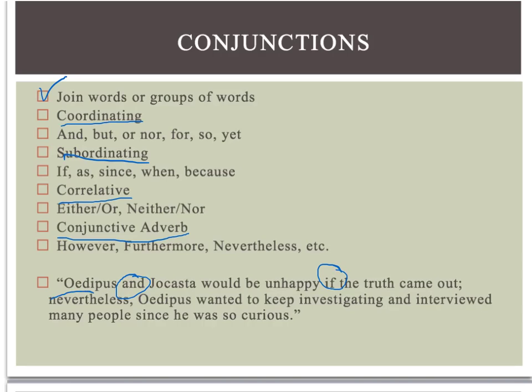Okay, here's a conjunctive adverb. Nevertheless, Oedipus wanted to keep investigating and interviewed many people. Oedipus wanted to do two things, and he wanted to do them equally. He wanted to keep investigating, and he interviewed many people. Those are joined with a coordinating conjunction. It's a little bit different than since he was so curious. Since is a subordinating conjunction. We could take that part of the sentence out and the meaning wouldn't change. It's there to give us a little more information, but since it's subordinate to the rest of the sentence, we connect it with a subordinating conjunction.